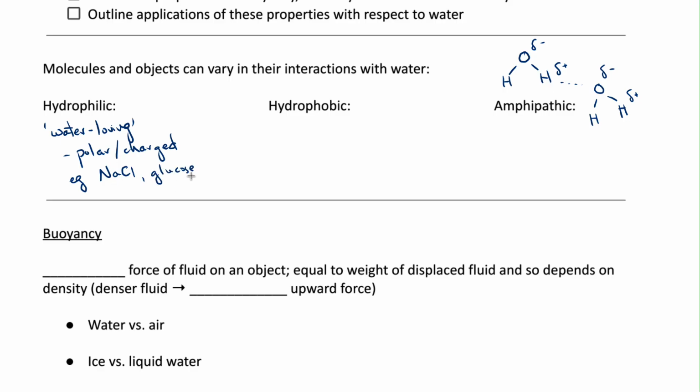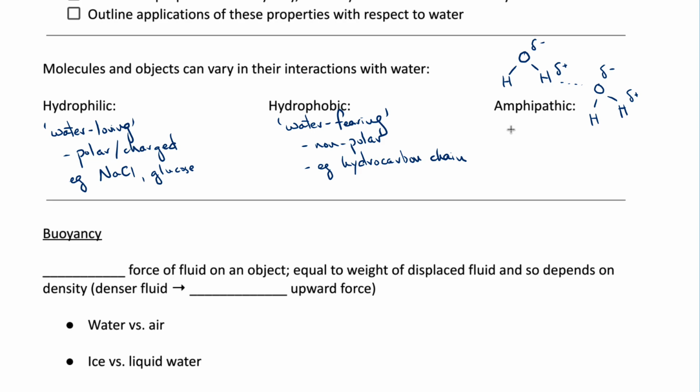Sodium chloride dissolves into ions, and glucose is a polar molecule, and therefore they will be attracted to the positives and negatives on the water and will dissolve well. We call those hydrophilic, meaning water-loving. Hydrophobic literally means water-fearing or water-hating, and these are molecules that are nonpolar and therefore don't interact well with the partially negative and partially positive oxygen and hydrogen on the water molecule. Examples of these would be a hydrocarbon chain of just carbons and hydrogens, and it's not going to dissolve well in water.